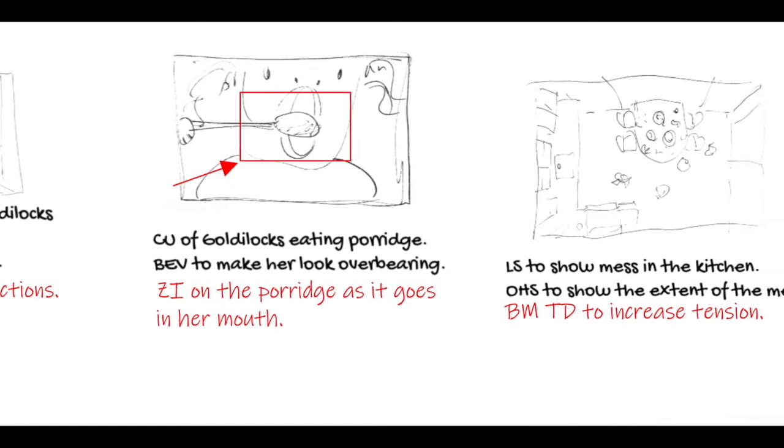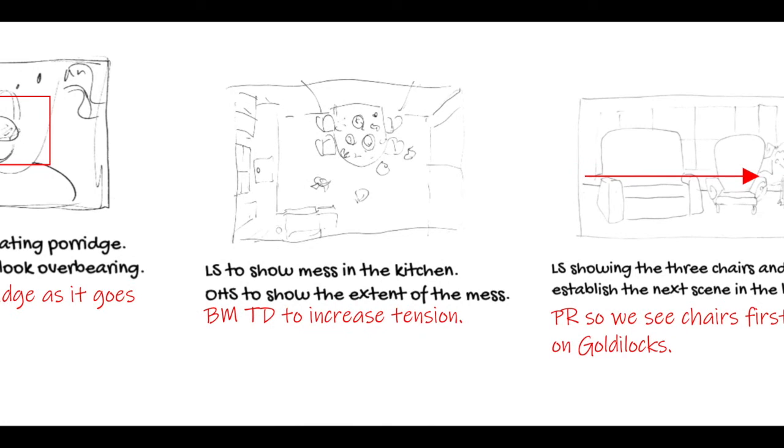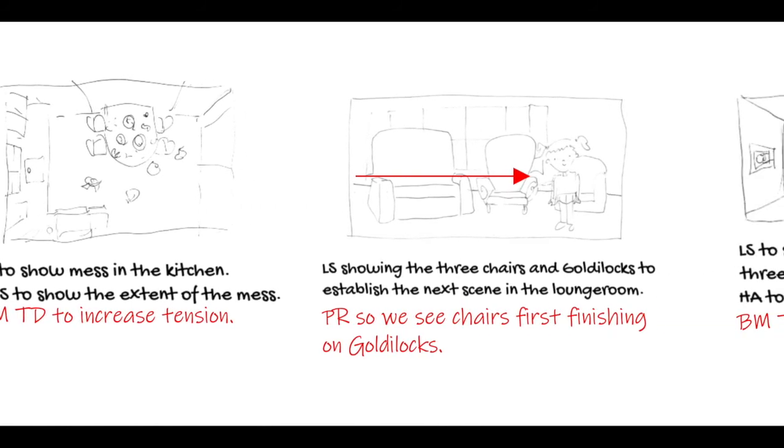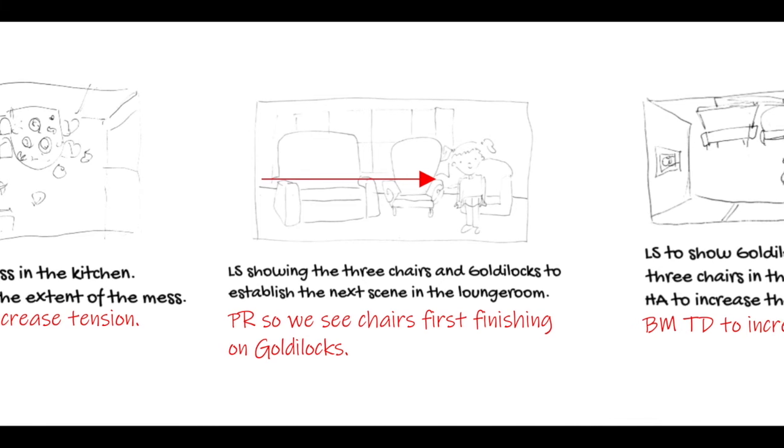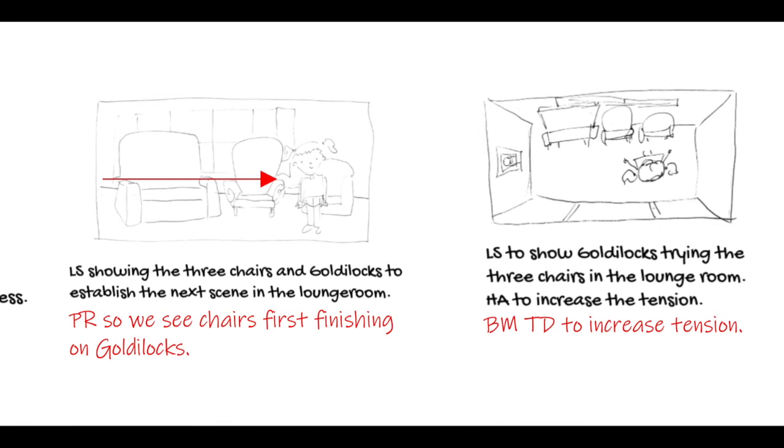Next, I have a long shot so that you can see the kitchen mess. So that means it's going to need to be boom. It's going to need to be up high, and I'm going to tilt the camera down to increase the tension. It'll give the audience a sense that something's about to happen, which is exactly right, because now we move into the lounge room. I'm going to pan right so that we see the chairs first, and then we get to Goldilocks. For my next shot, where we're looking into the lounge room, because I'm up high, I'm going to need to use a boom. And again, I'm going to use a tilt down, and this will increase the tension and the suspense in the moment as the audience wonders what's about to happen next.